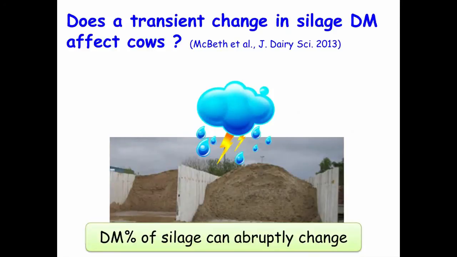The last thing I want to talk about is how can we manage true variation. You manage sampling variation by taking means, but how do you manage real variation? I'm going to talk briefly about 2 experiments we conducted. One is where we changed the silage dry matter abruptly, mimicking a rain event.